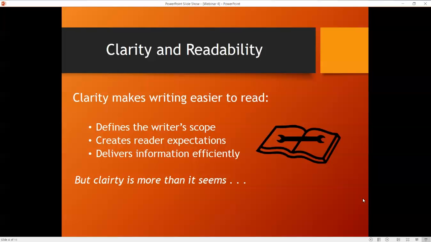But clarity is a little bit more than it seems, and I want to focus on two elements of clarity in relation to methodology writing or methodological descriptions that you might not quite have thought about before. And as I said, I'm not going to be looking at grammar, I'm going to be looking at structure, in a sense paragraph structure, sentence structure, just to show the more subtle ways in which things become unclear.